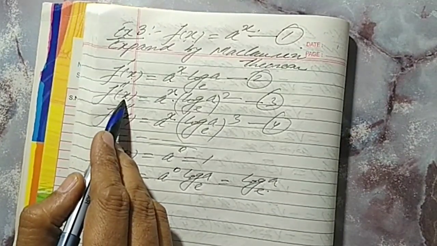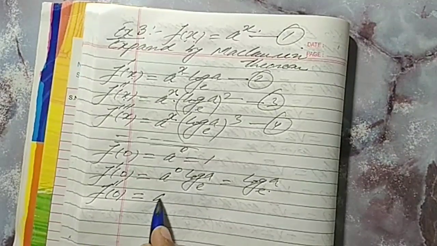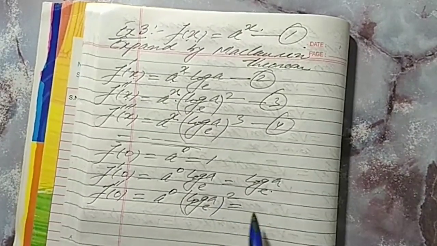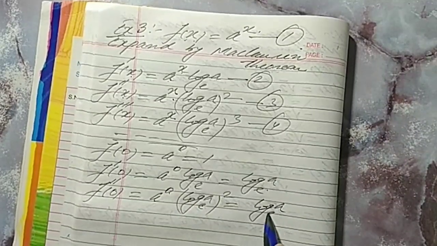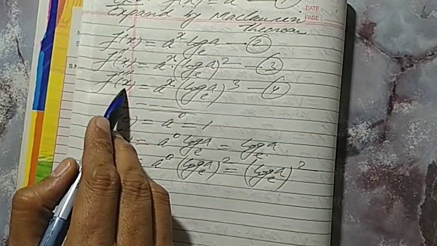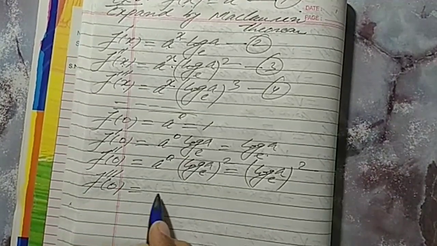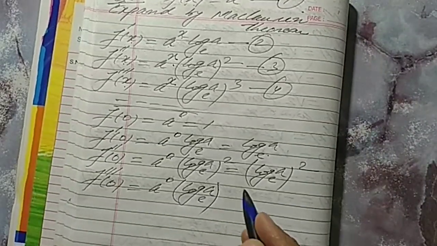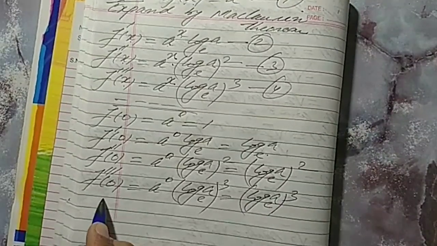If we substitute x is equal to 0 in this, we get f''(0) is equal to a raised to the power 0 (log a base e) whole square, and as a raised to the power 0 is 1, we get (log a base e) whole square. Similarly, putting x is equal to 0 in equation number 4, we get f'''(0) is equal to a raised to the power 0 (log a base e) whole cube. So we get (log a base e) whole cube, and so on.